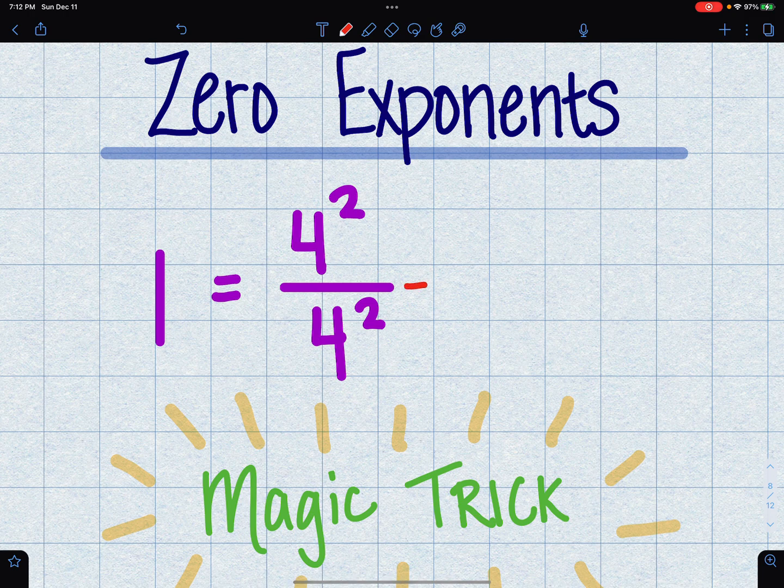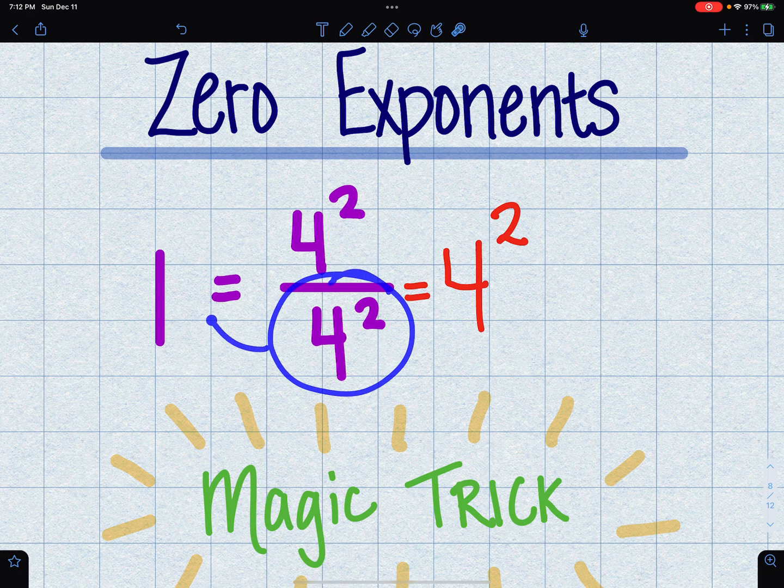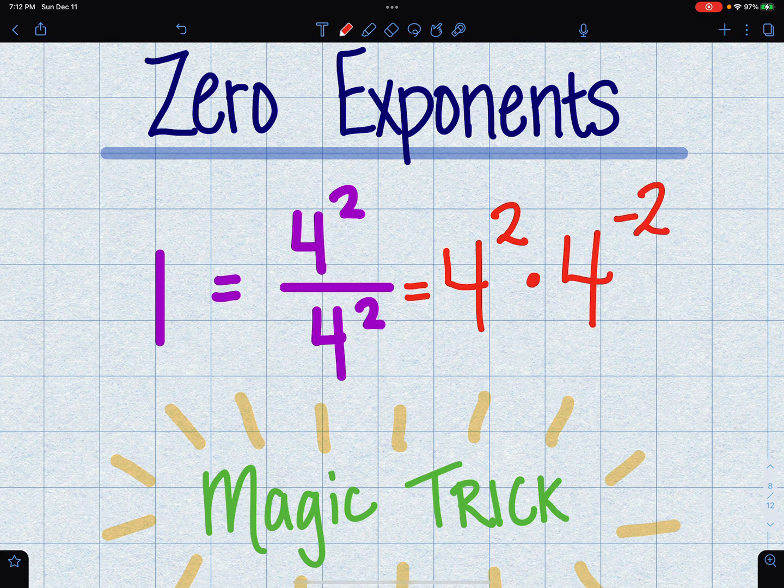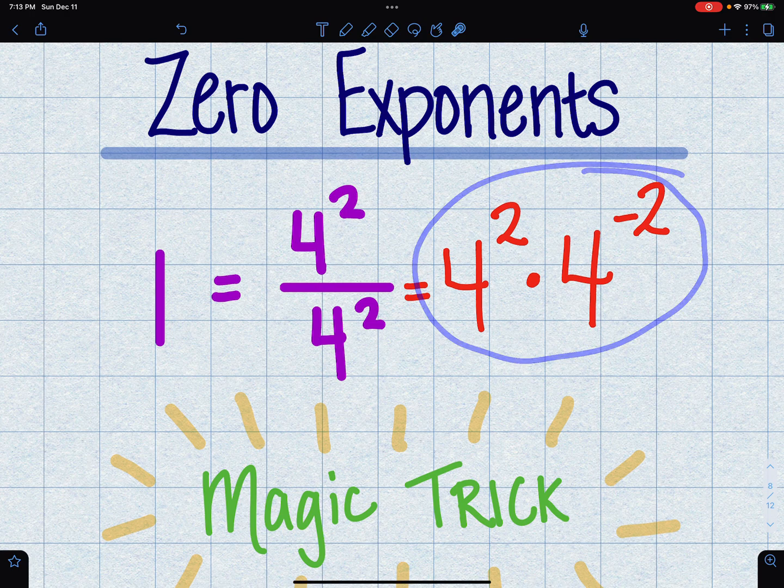If we do that, then we have this 4 squared on the top, so we've got 4 squared, and we can move this one from the bottom to the top. And what happens when we do that? When we do that, it becomes 4 raised to the negative 2 power. So this expression is the exact same thing as this expression based on what we just learned.